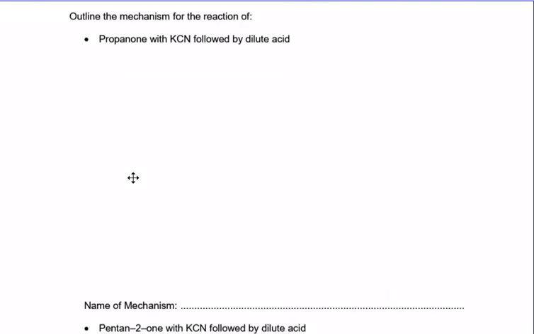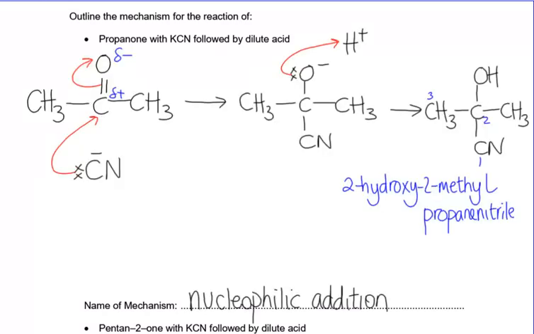So pause the video and see if you can do that mechanism, but this time with propanone instead of ethanal. So if I had a go at that, you should have got something like this. The cyanide ion with its negative charge is a nucleophile. It attacks the delta positive carbon, creates a new carbon-carbon bond. The pi bond in the carbon-oxygen double bond breaks to make an O with a minus charge. The lone pair of electrons then goes to pick up that H+ ion from the dilute acid to create our hydroxynitrile.